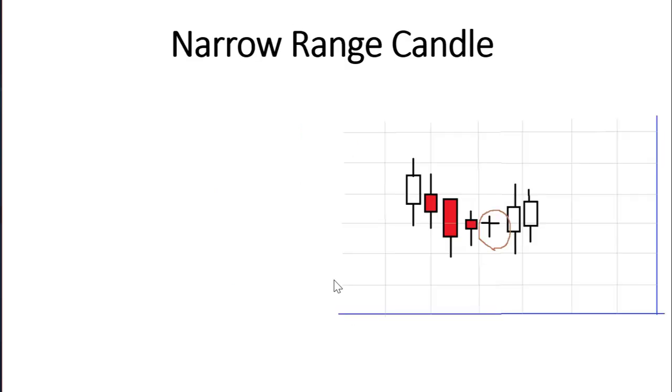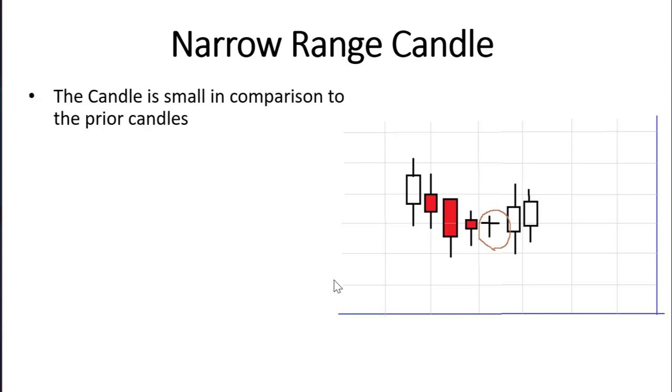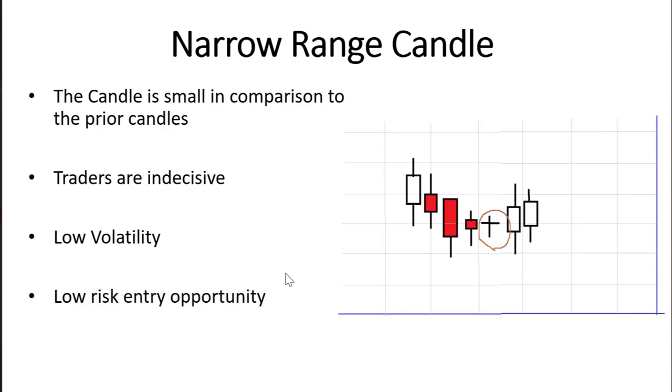Narrow range candle. This candle is small in comparison to the prior candles. Like in this picture, active selling is indicated by the three red candles. Then in the circle, you can see a candle which is small compared to the previous red candles. This is a narrow range candle. It indicates that there is not much buying or selling happening. Traders make use of this indecisive period as a low risk opportunity to buy if the next price action is going to be higher.